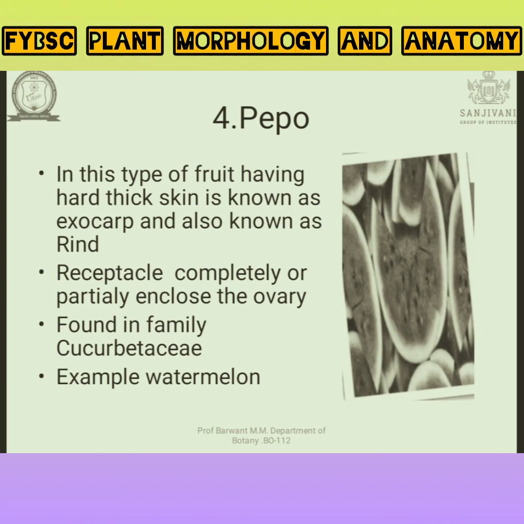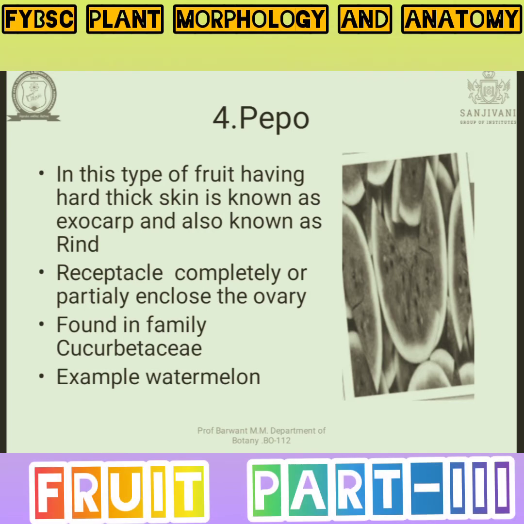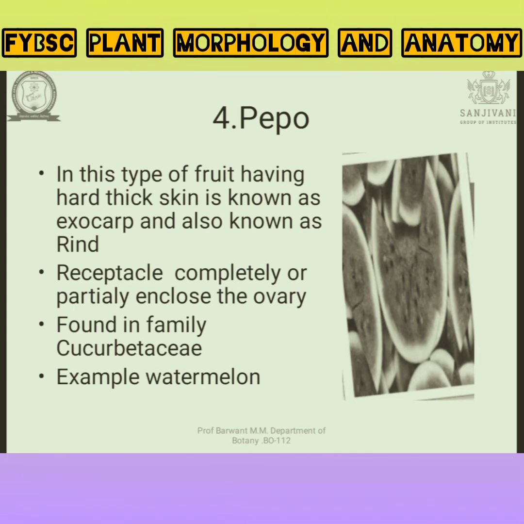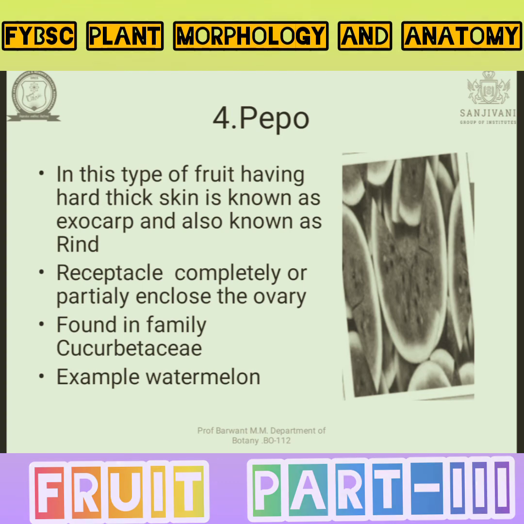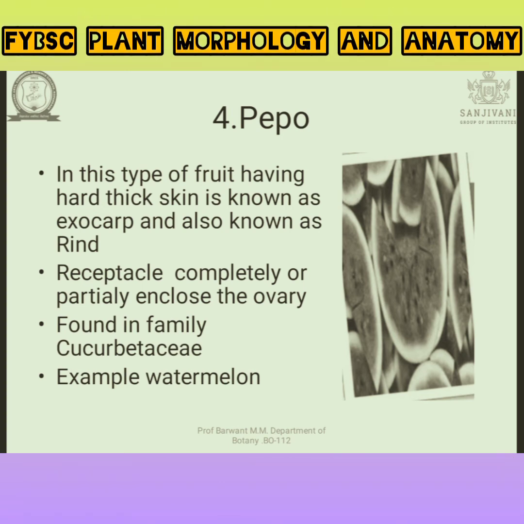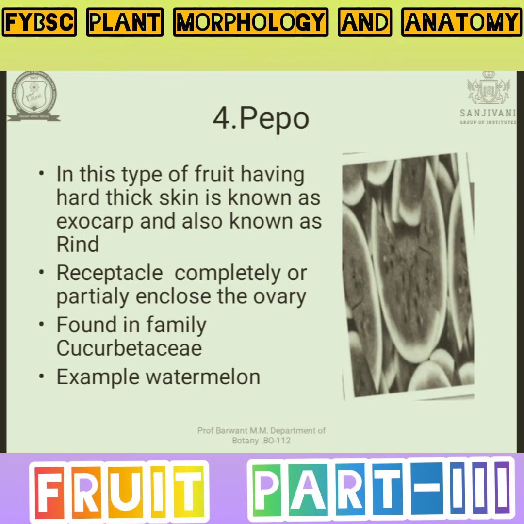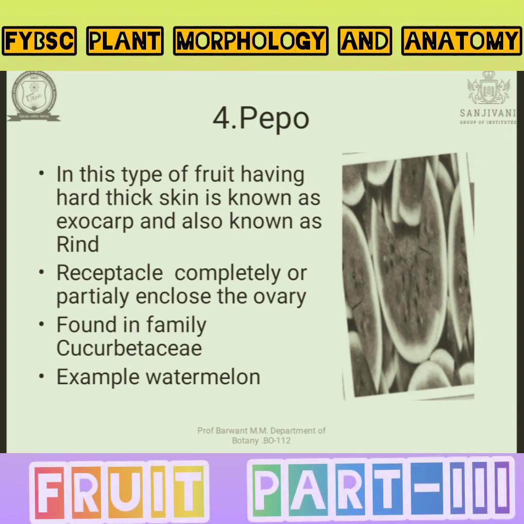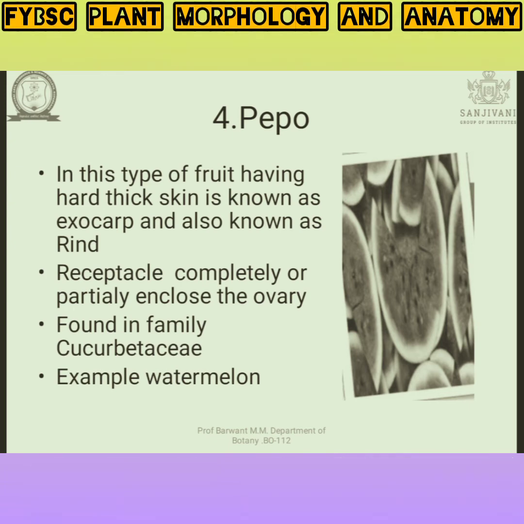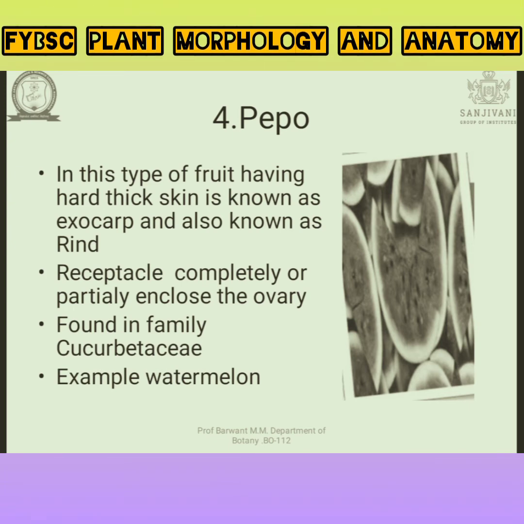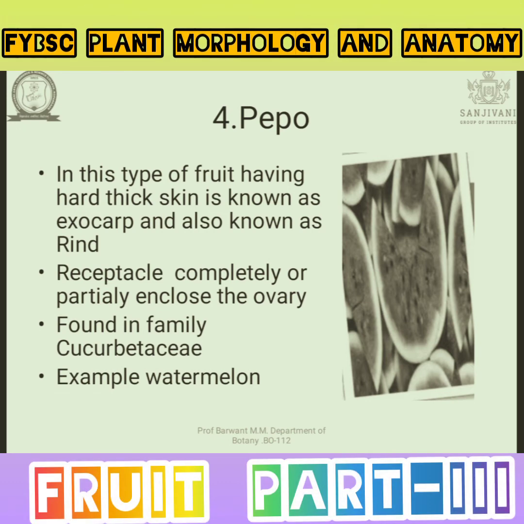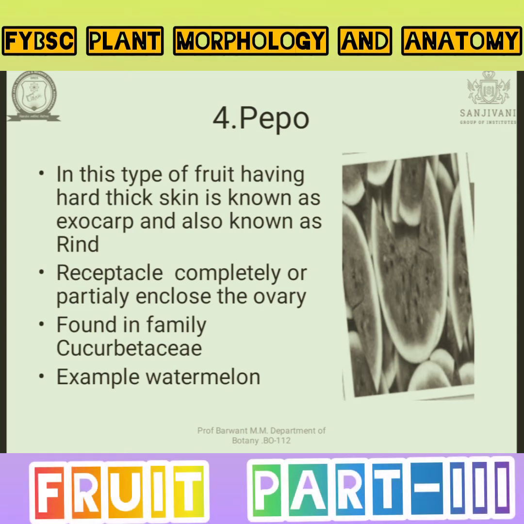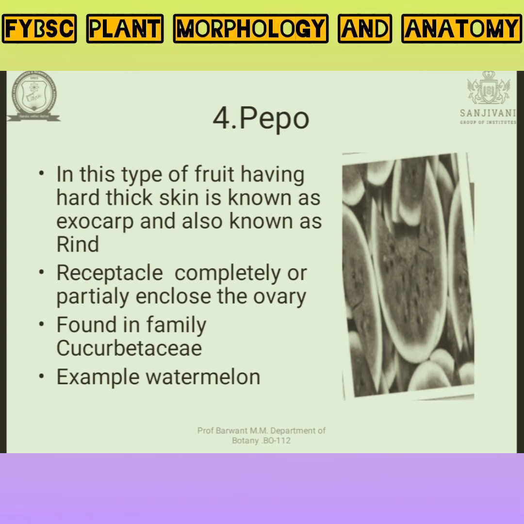The receptacle is completely or partially enclosed in the ovary. It is found in the family Cucurbitaceae. For example, watermelon, that is the characteristic of a pepo fruit. I have explained only two characters: first, the exocarp, and the receptacle characters. The receptacle completely or partially encloses the ovary.